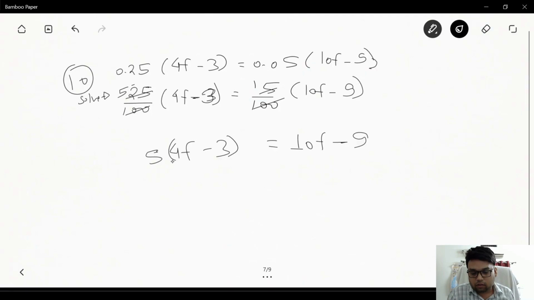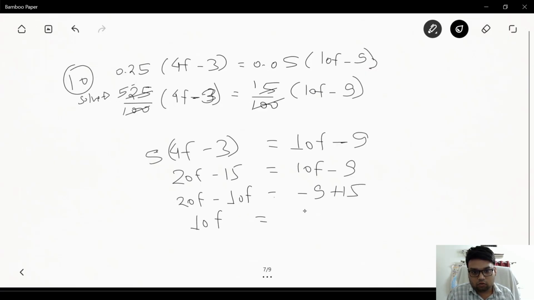Now again, firstly solve the bracket. So 20f minus 15 is equal to 10f minus 9. Now constants on one side and variables on the other side: 20f minus 10f is equal to minus 9 plus 15. So here 10f is equal to 6, so f is equal to 3 by 5. This becomes the value of f.